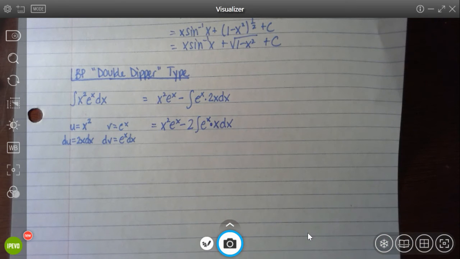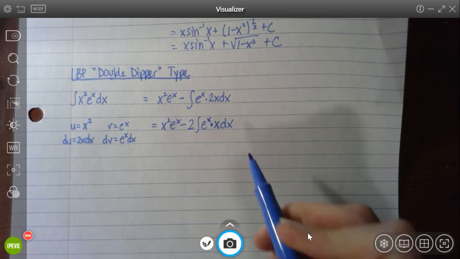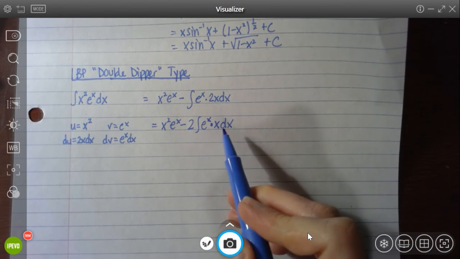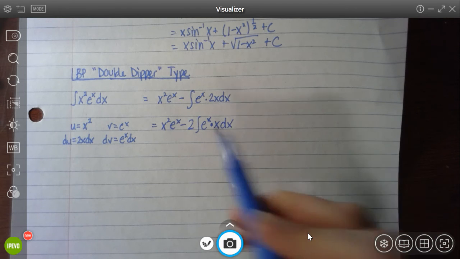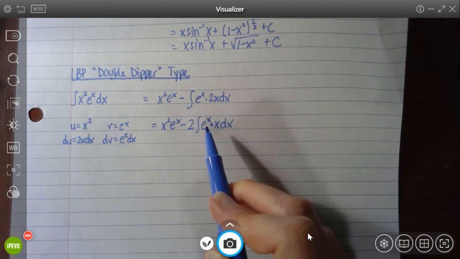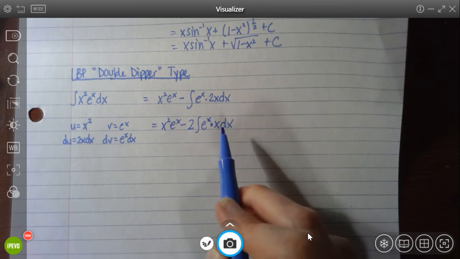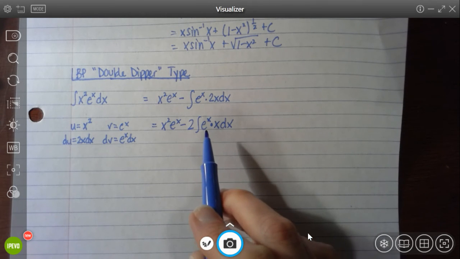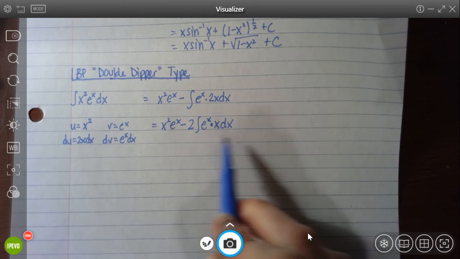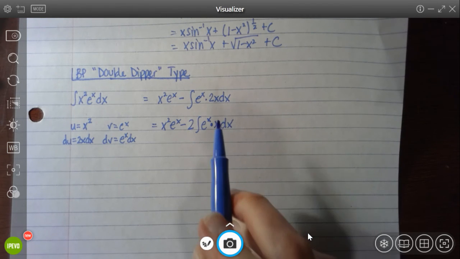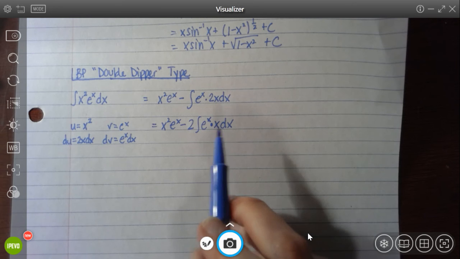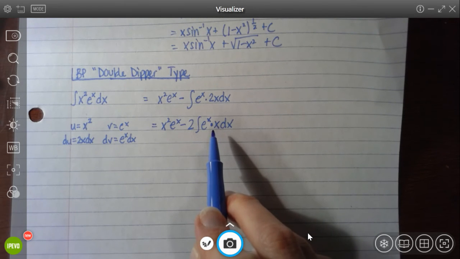So I kind of have this scenario going on. And again, I want to go through the process, and I don't have a rule. And again, substitution is not going to work for me, because if I let u equal e to the x and try to use u substitution, I'm not going to be able to get rid of that x. And if I let u equal x, I'm not going to be able to get rid of e to the x. So this is a double dipper type of scenario. I want to go ahead now and use integration by parts again, but now for this piece.